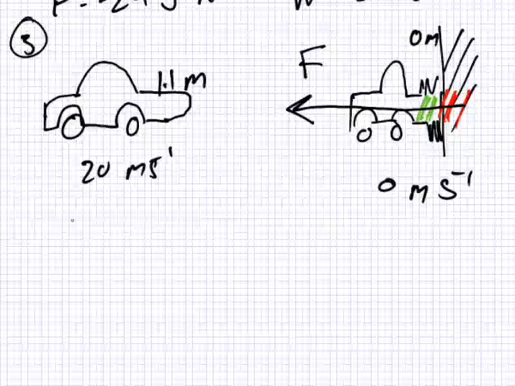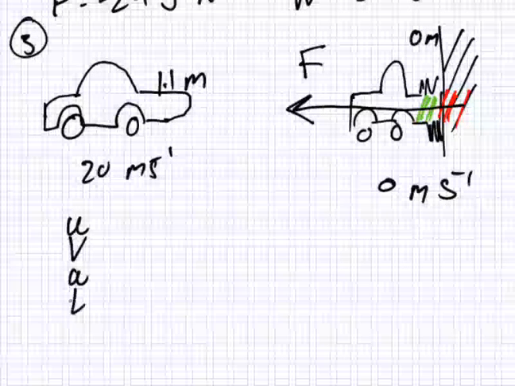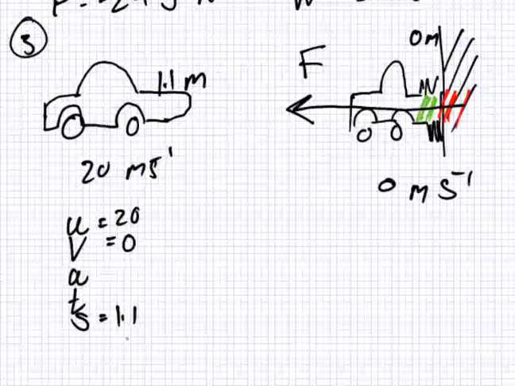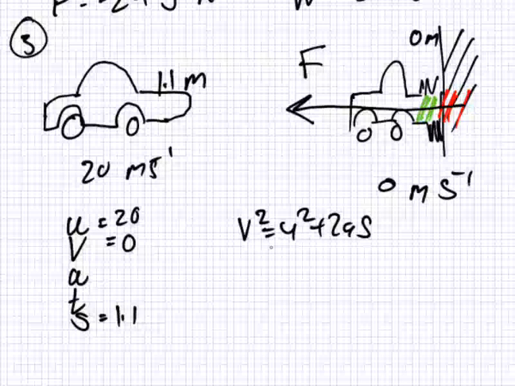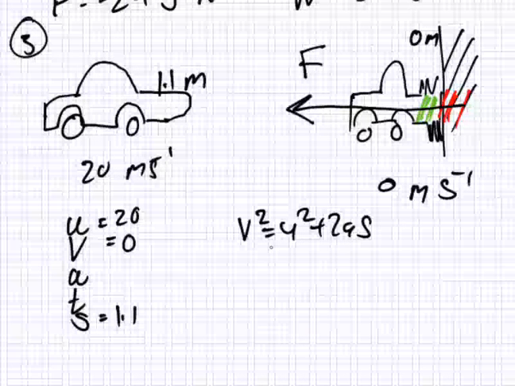So you could do a UVATS here. U is 20, V is 0, S is 1.1. And we want the A. So V squared equals U squared plus 2AS. The question says the car hits the wall at 20 meters per second.